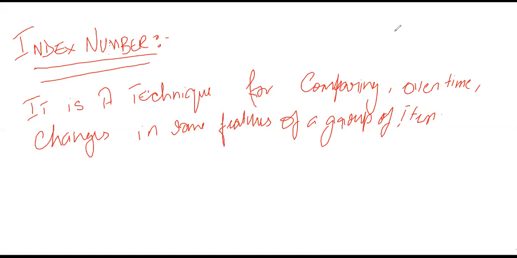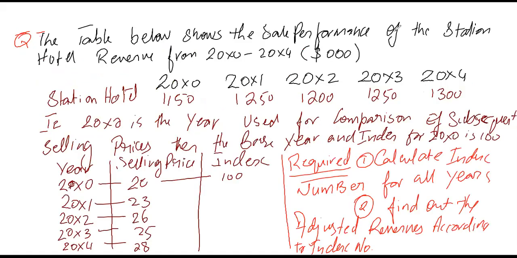Now let's go through a question, and then I'll answer what the basic norms are that are used for the index number. We'll be calculating using a simple index number, a simple base year calculation, and we will also be extrapolating the revenues according to the index that we have calculated.